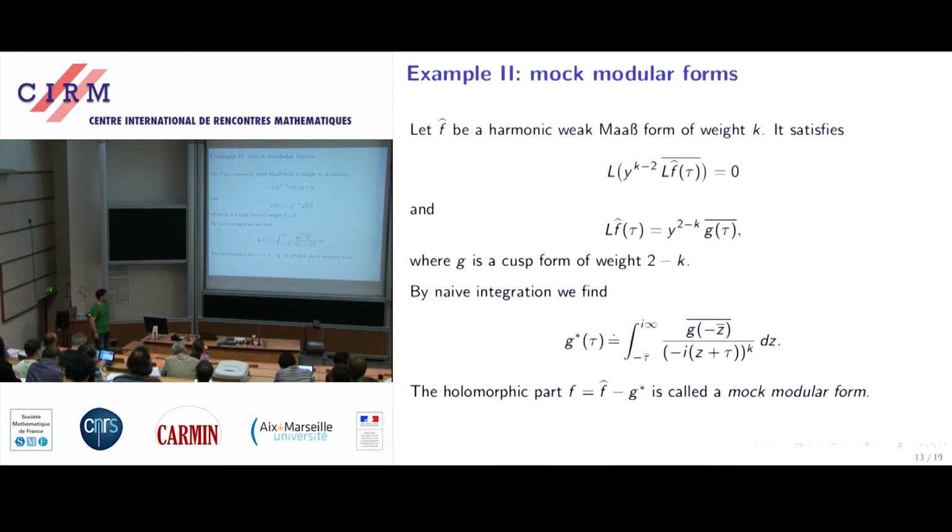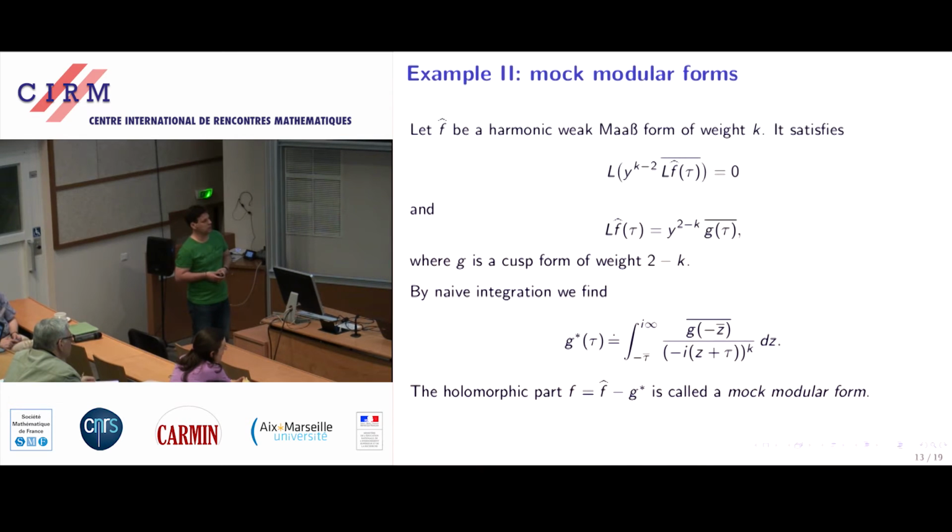And then the same thing as usual works. You can consider the holomorphic part, f hat minus G star, and you call that a mock modular form, a classical mock modular form. So that works here, all right?